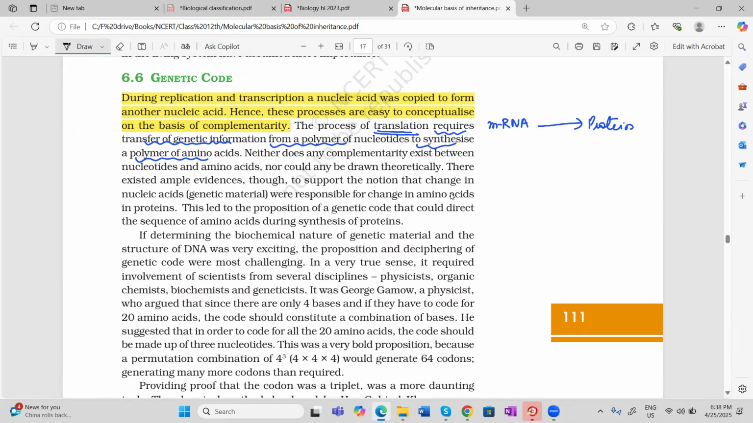Now, the main thing is that we find no complementarity is present between the nucleotide and amino acid. We know there is no complementarity between nucleotide and amino acid, and neither can we draw it. But there is evidence that if you change a nitrogenous base, the amino acid also changes. So there is sufficient evidence to support that a change in nucleic acid is responsible for a change in amino acid also. It means there is some code. So this led to the proposition of the genetic code, which could direct the sequence of amino acids.